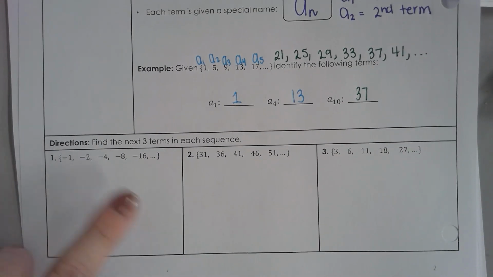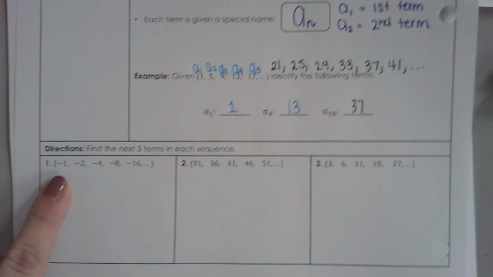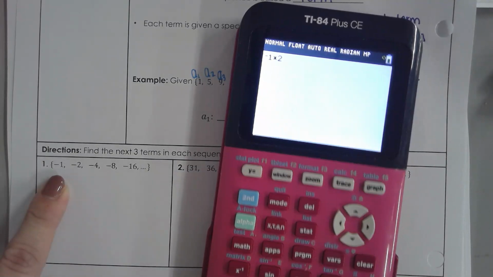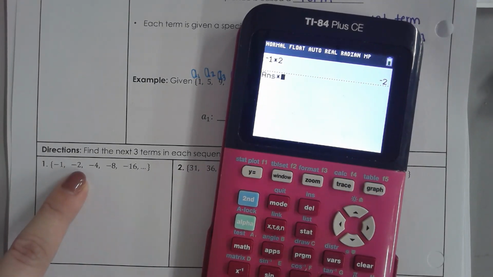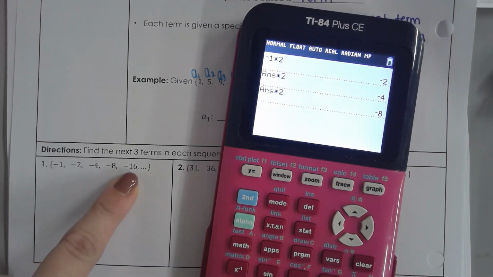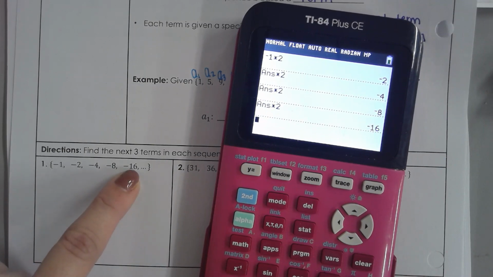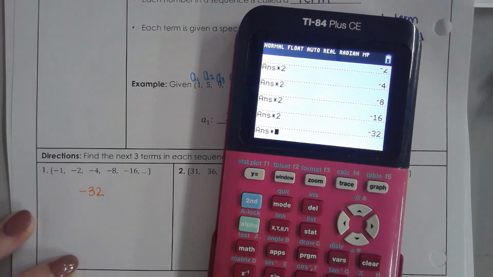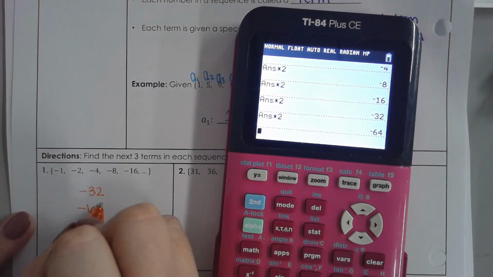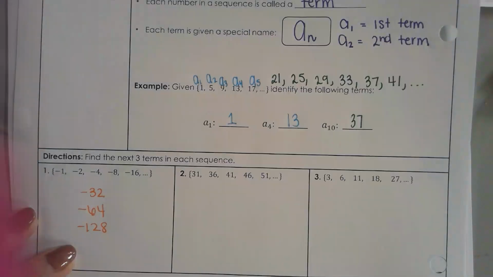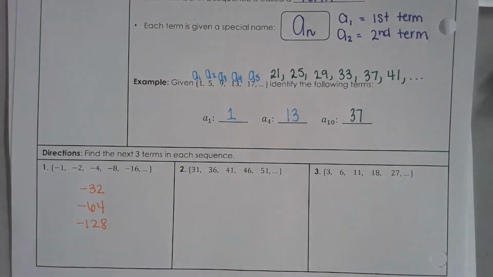You see these negatives, that can be a little confusing, but negative 1 times 2 is negative 2. Times 2 is negative 4. Times 2 is negative 8. Times 2 is negative 16. So then if I continue, times 2, I get negative 32, times 2, negative 64, times 2, negative 128. So those are the next 3 terms.